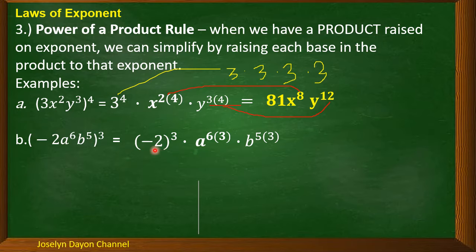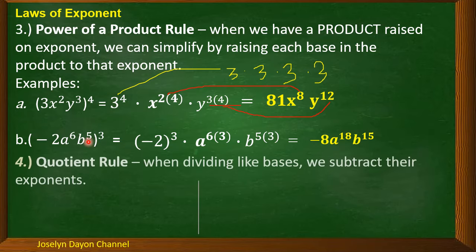And then here we have to copy the variable a. 6 times 3 is 18. And then copy the variable b. 5 times 3 is 15. That's why our answer here is negative 8a to the power of 18, b to the power of 15.